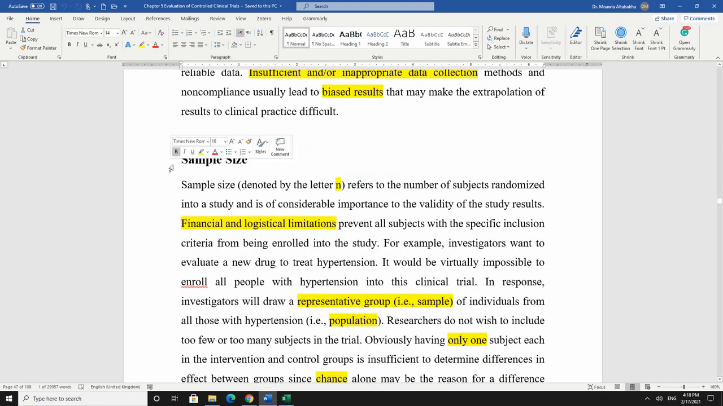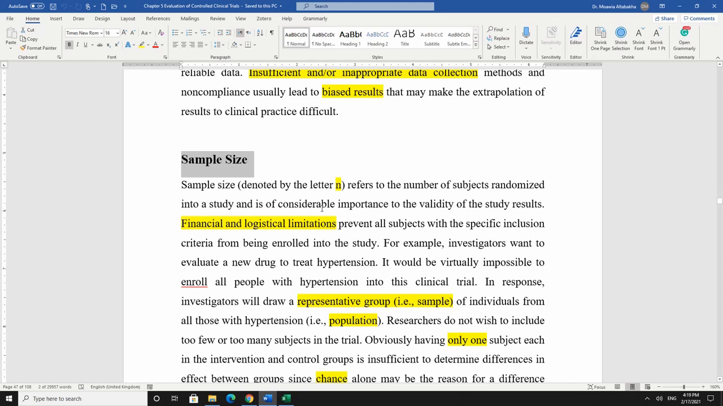Now we will talk about a very important thing, which is sample size. You cannot write a paper or do research and say, okay, my sample size depends on convenience, or a convenient sample size. There is no such thing in science. There is no such thing as convenience.